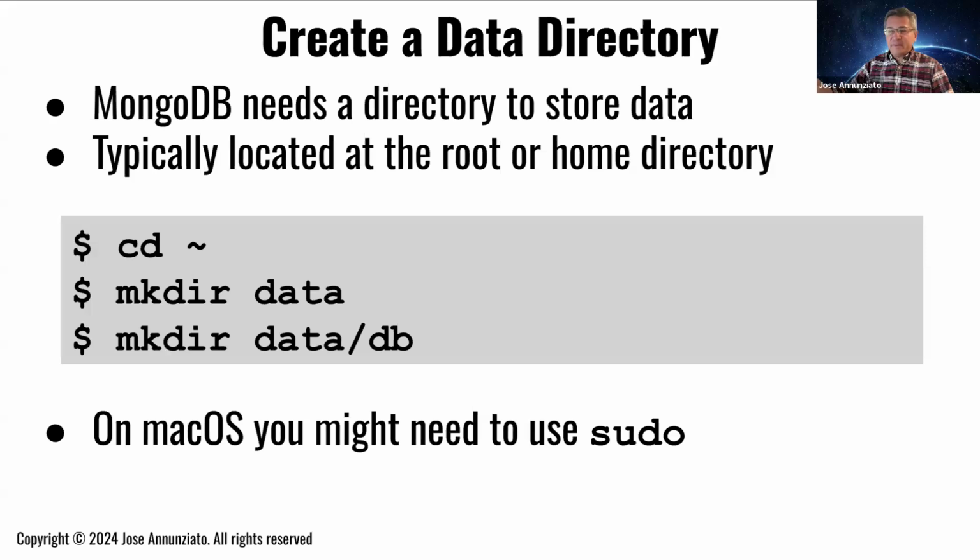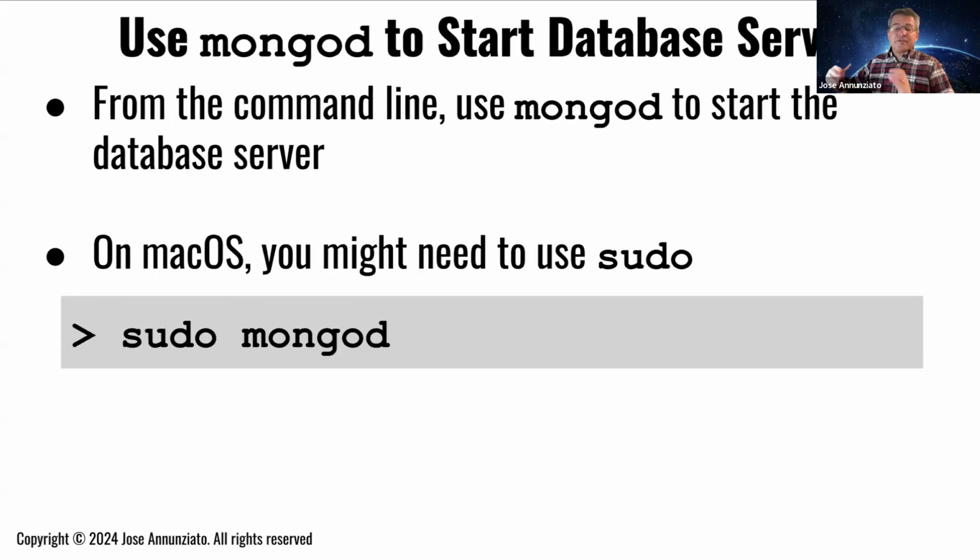Now on macOS, some of these commands you might need to use sudo, since they are operating system level commands that might need some local authentication. For instance, on macOS you can run mongod. mongod is the database daemon that starts up the Mongo database server. It starts listening for incoming requests to the database. So this is if you're doing it manually.